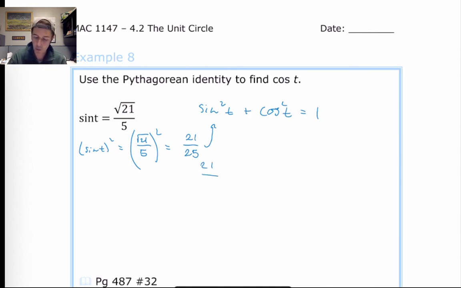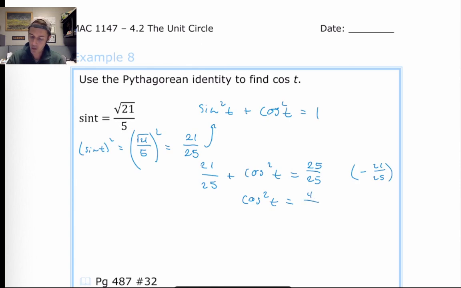So we've got 21/25 plus cosine squared t is equal to 1. I'm going to have to do subtraction here. So I'm going to take the number 1 and write it as 25/25 so that I'm already set up with a common denominator. Now I'm going to subtract 21/25 from both sides. I could put a little note over here that I'm subtracting 21/25 from both sides, which leaves me with 4/25 on the right-hand side.